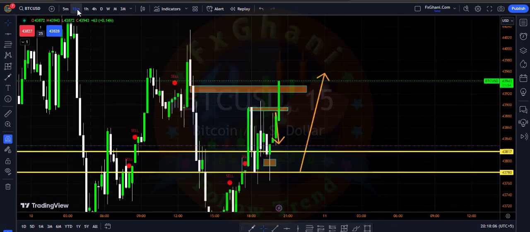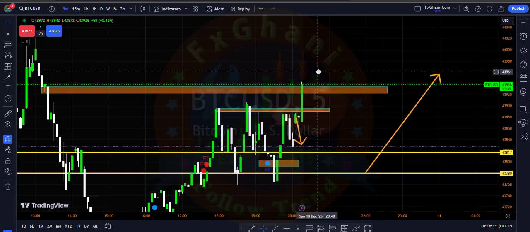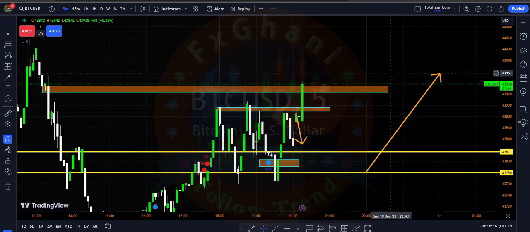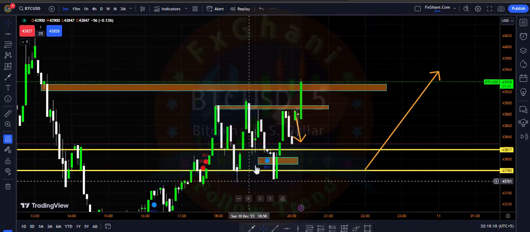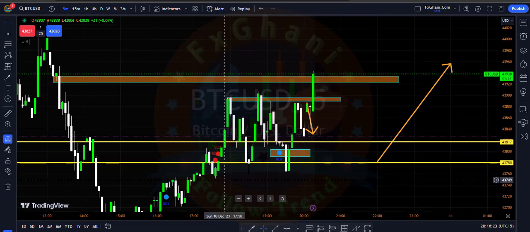Let's see, in M15 price is still going upward. In M5 price breaks this area, and right now you can see we have a weak area because this one is a supply area, okay. So through these indicators you can make profit in crypto, and soon I will make a video about crypto live trading in other altcoins, okay, like Ethereum or Solana or any major coins, okay.